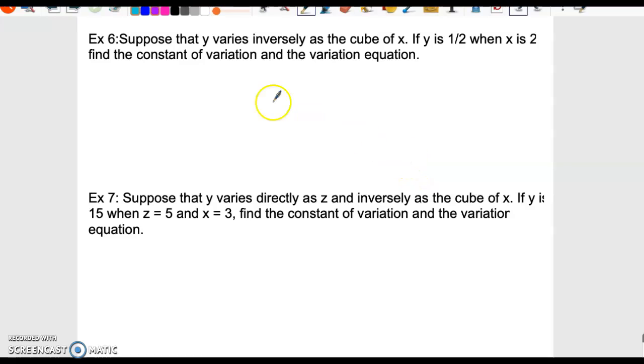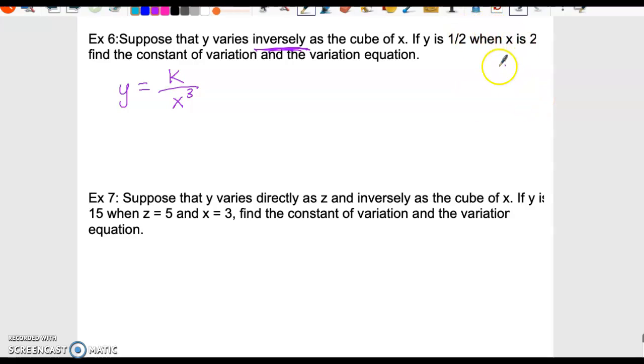Okay, so we can look at even more stuff. So remember, inversely proportional means k over whatever variable. So in this problem, it'd be y equals k over the cube of x. So it's not just x, it's going to be x cubed. So this is how we're setting up the problem.